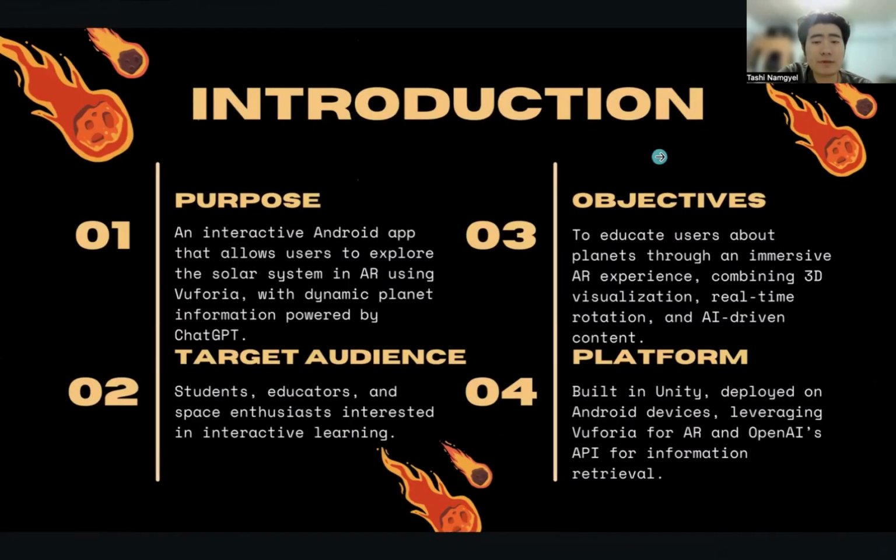So the purpose of creating this AI-powered OrbitAR is to create an interactive Android app that allows users to explore the solar system in AR using Vuforia, with dynamic planet information powered by ChatGPT. The objective is to educate users about planets through an interactive AR experience combining 3D visualization, real-time rotation, and AI-driven contents. The target audience are students, educators, and space enthusiasts interested in interactive learning. And the platform on which we built this application is Unity, deployed on Android devices, leveraging Vuforia's AR and OpenAI's API for information retrieval.